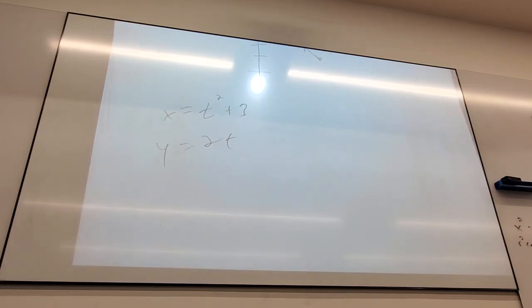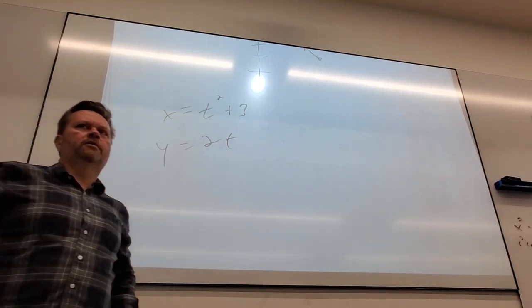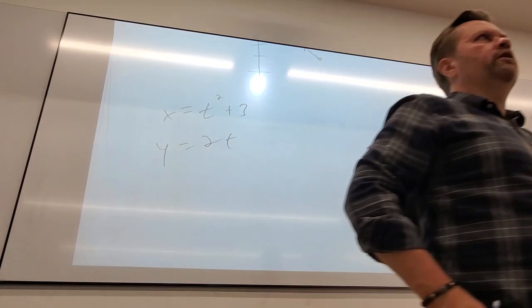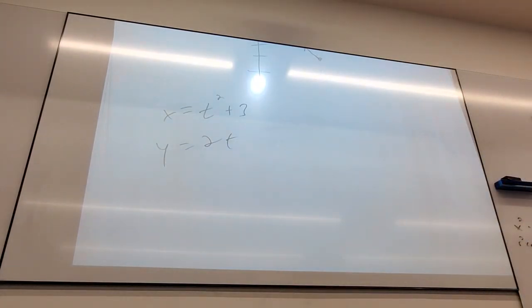I want to get rid of T. Right? The British are going to rebel, but I want to get rid of T. How do I kill T between these two equations? How do we get rid of T?